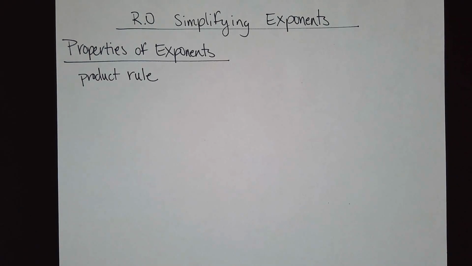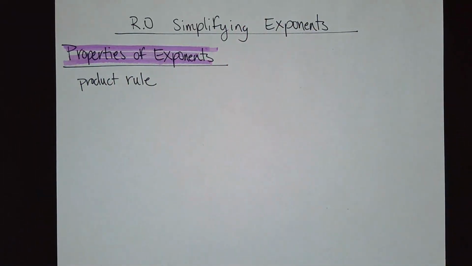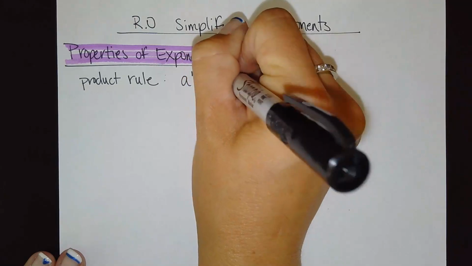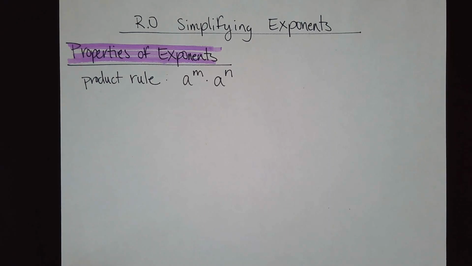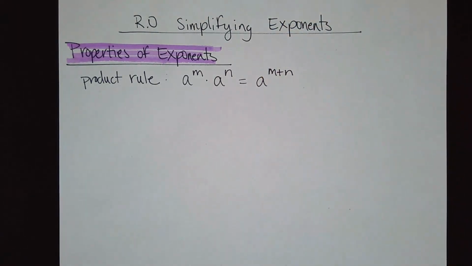Actually, why don't we just do this? So these properties, anytime I'm highlighting something, it's something that I feel like either you should memorize or something that I find more important, or maybe just like a little tip. Okay, so the product rule is when you're multiplying. So a to the m times a to the n. When you have the same base, okay, you have to remember what to do with those exponents. What do you do when you're multiplying? You add them, yeah. It's just a to the m plus n, okay?